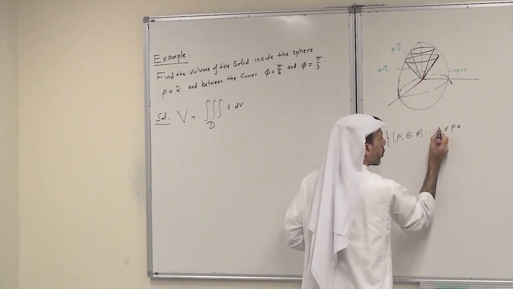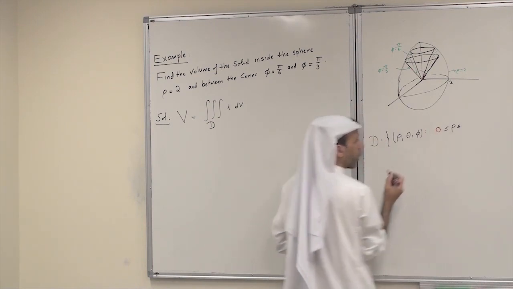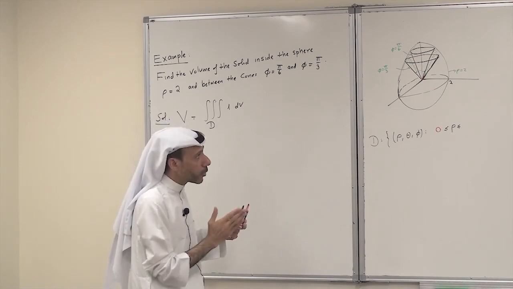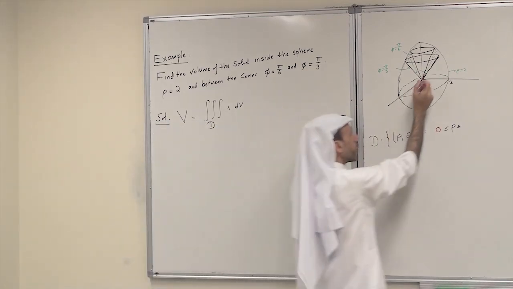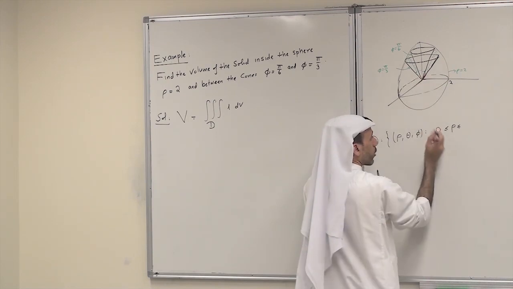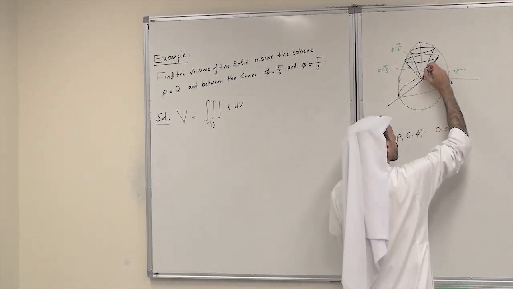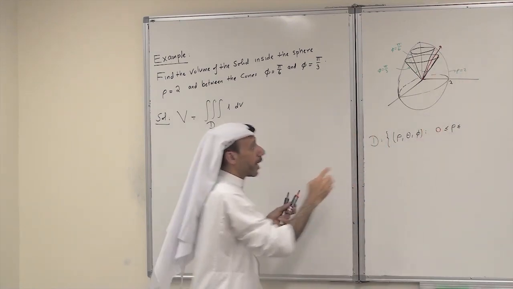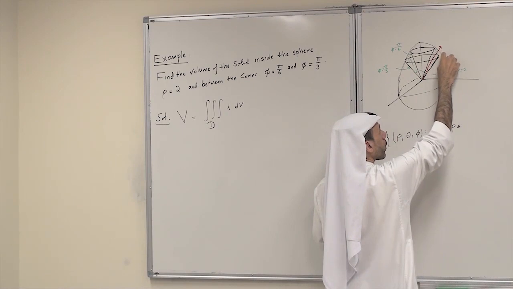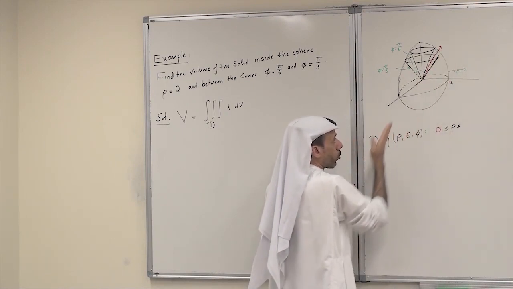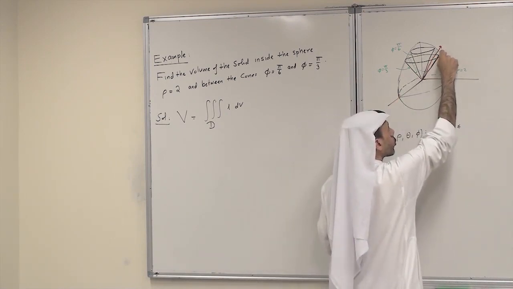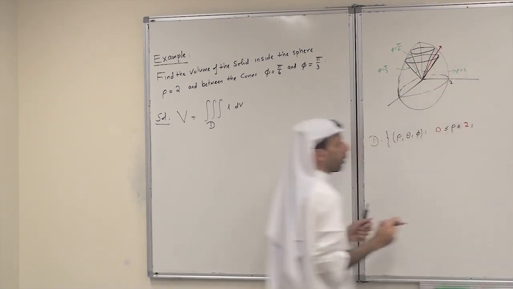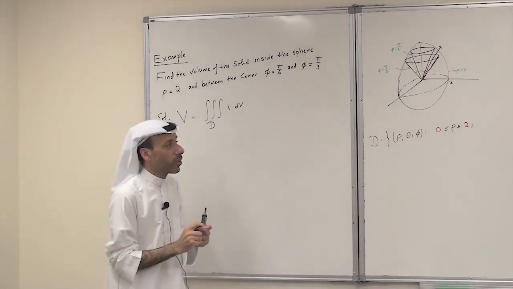Since we are entering from the origin, the lower limit of rho is 0. You start off with the ray from the origin, you enter the solid, and then continue. Then I leave the solid at rho equals 2. I enter from the origin and I leave through 2. So the upper limit will be 2. So this is how to decide the limits of rho.